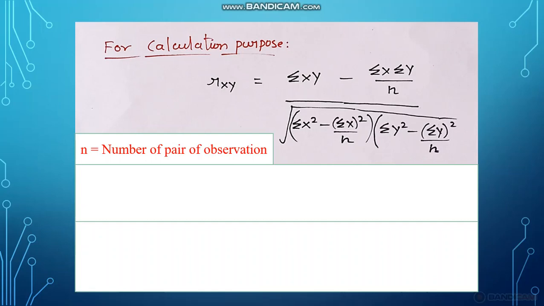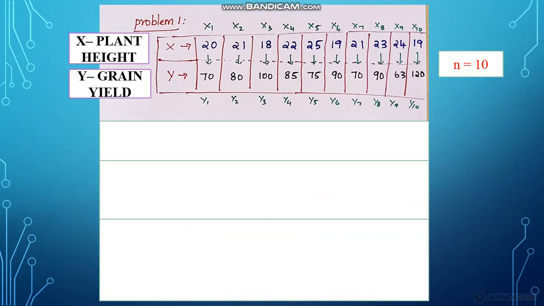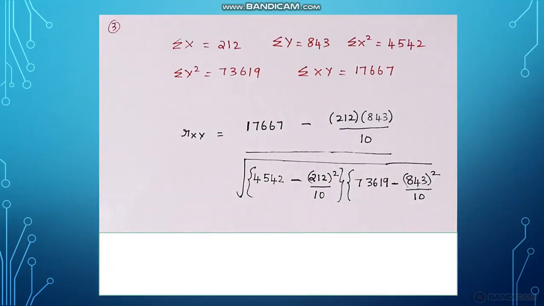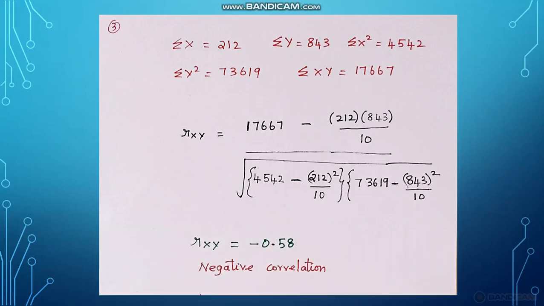Summation of xy minus summation of x into summation of y divided by n. You substitute these values in this formula, so the value will become like this: 17667 minus 212 into 843 divided by 10. After that the answer is minus 0.58, meaning there is negative correlation.